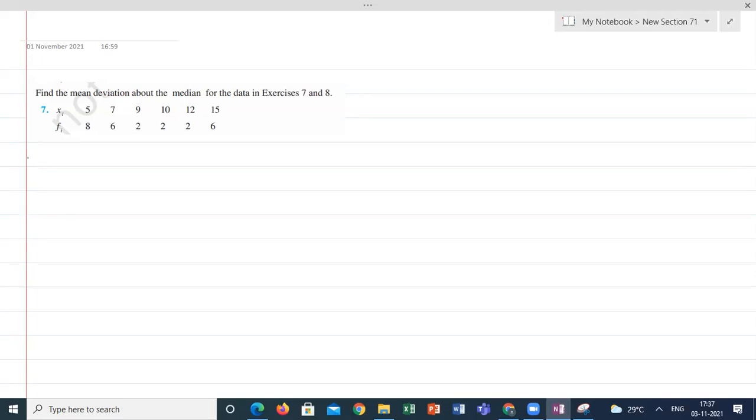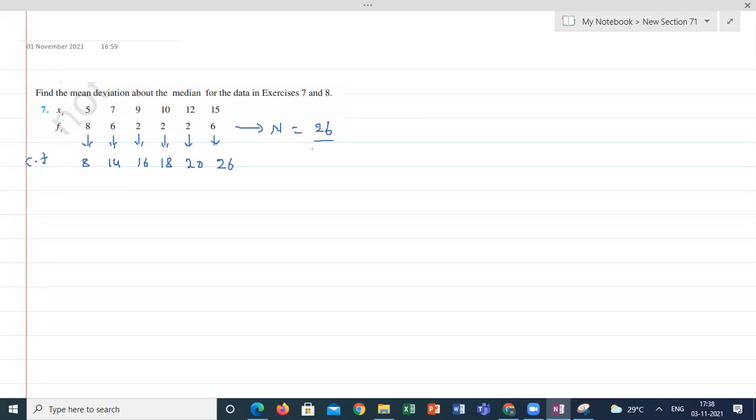What is the cumulative frequency table here? Hamsini, can you give the cumulative frequency of the respective values? Okay, sir. First one is 8, then 14, 16, 18, 20, and 26, sir. From here I can say straight away n is equal to 26. Based on the cumulative frequency, the total number of observations is even.